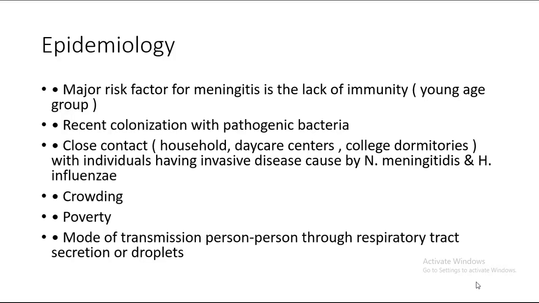What is the epidemiology? The major risk factor to develop meningitis is the lack of immunity. Colonization with the pathogenic bacteria also is another risk factor. Close contacts, who are the close contacts? They may be household family members, daycare centers, college dormitories. Those individuals who have invasive diseases caused by Neisseria meningitidis and H. influenzae. Crowding, poverty, all these are risk factors to develop acute bacterial infection.